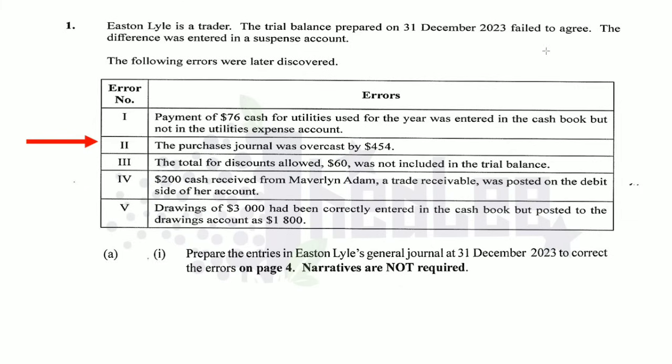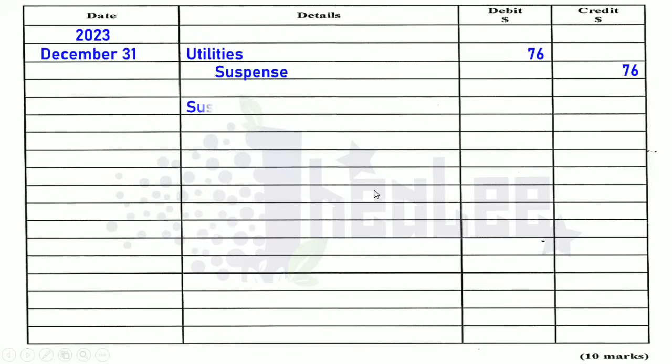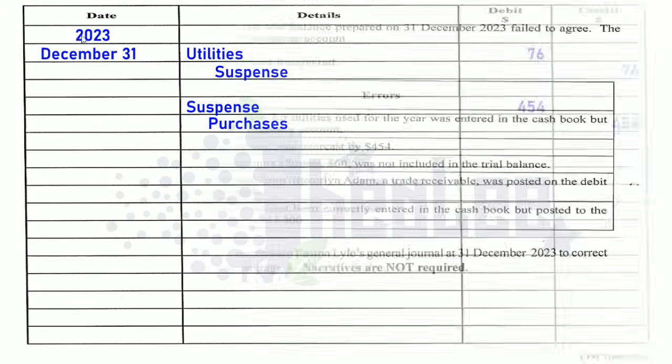So let's make the entries in the general journal. And again, the account to be debited is the suspense account, and that is with the $454 extra that was placed on the debit side of your purchases. And we're crediting the purchases with the 454. Why? We need to get rid of the extra 454 that was placed on the debit. And remember, if an account is overcast, you have to do the reversal of the entry to cancel out that extra that was placed in the account. Now, with that said, let's move into the next error.